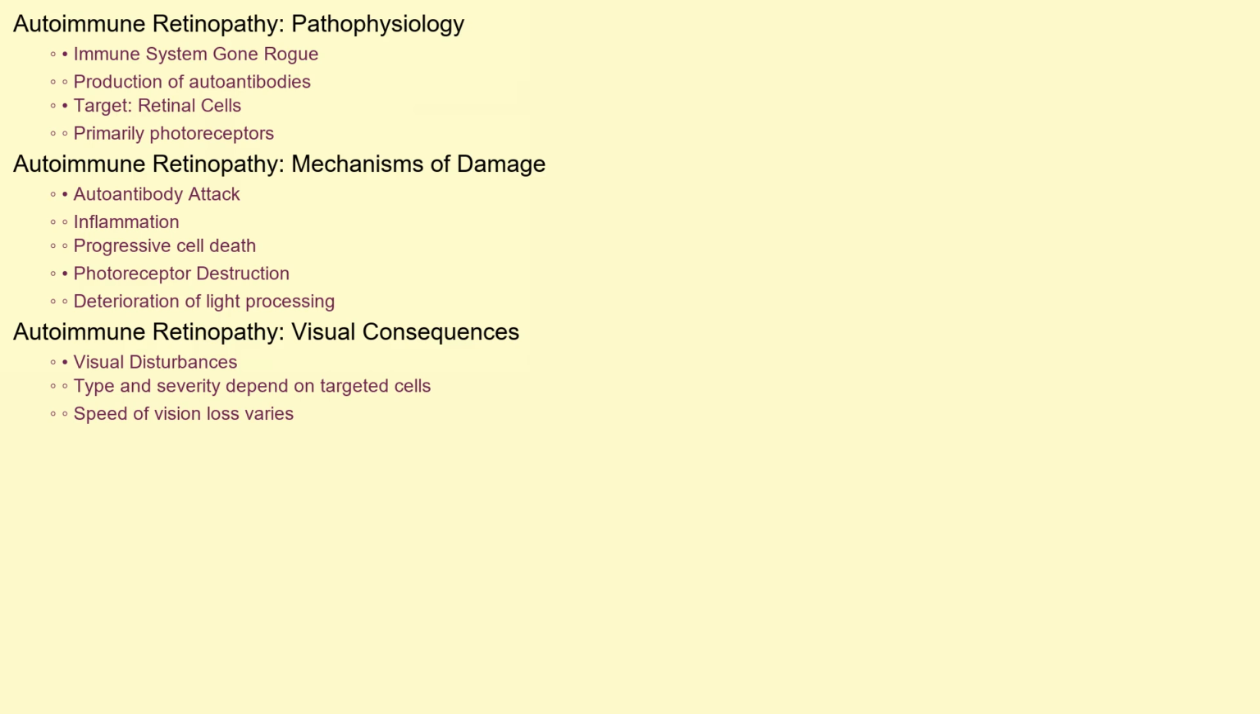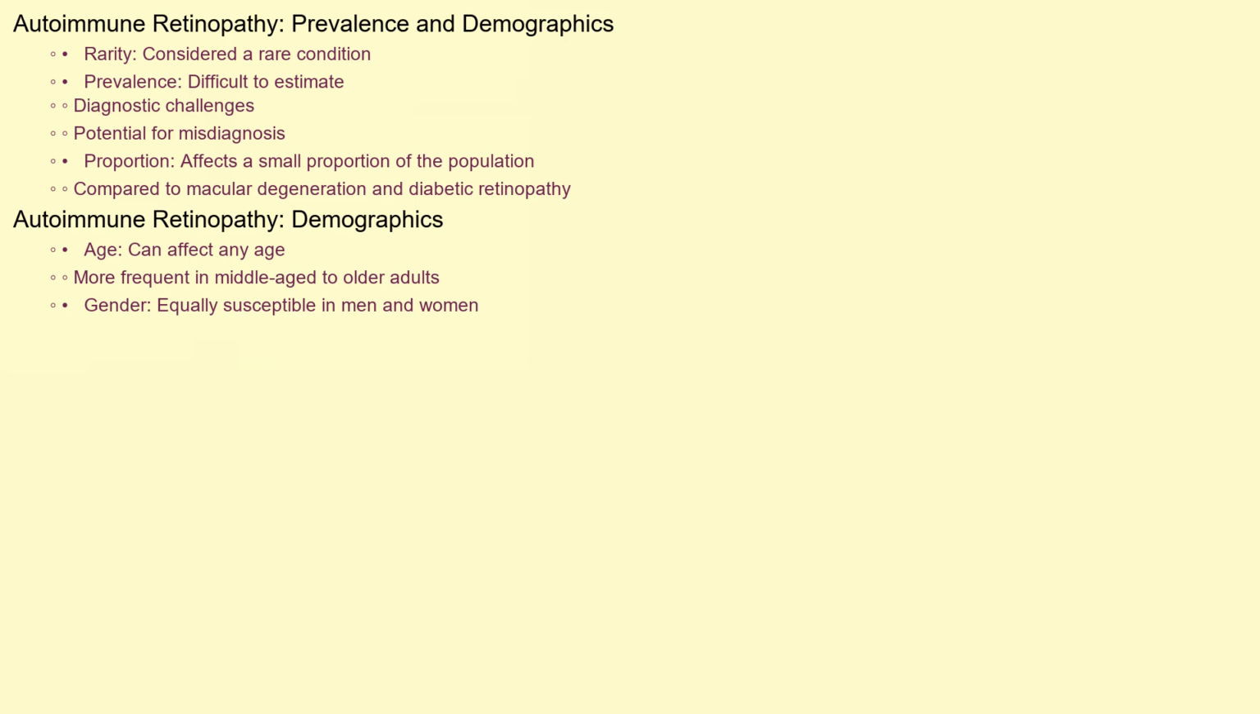Now let's delve into the pathophysiology, or how autoimmune retinopathy actually damages the retina. The rogue antibodies produced by the immune system target specific retinal cells, most commonly photoreceptors, which are responsible for capturing light and converting it into electrical signals that the brain interprets as vision. The attack on these cells leads to inflammation and progressive cell death. As photoreceptors are destroyed, the retina's ability to process light deteriorates, resulting in various visual disturbances. The specific symptoms and the speed of vision loss depend on which retinal cells are targeted and the severity of the autoimmune attack.